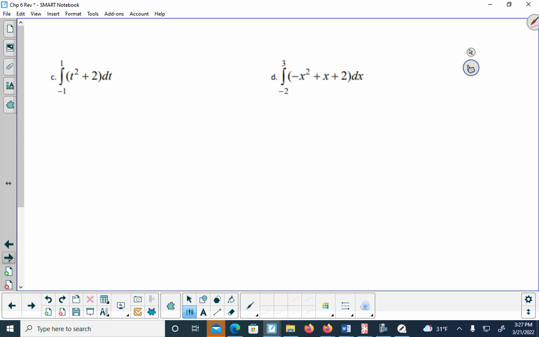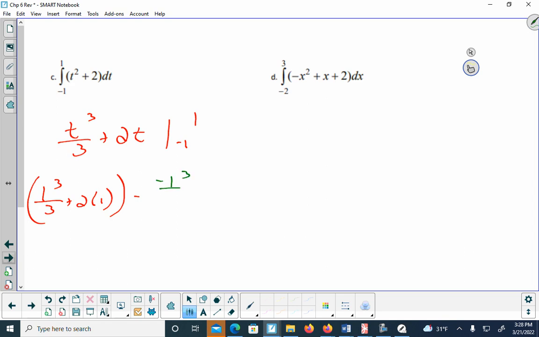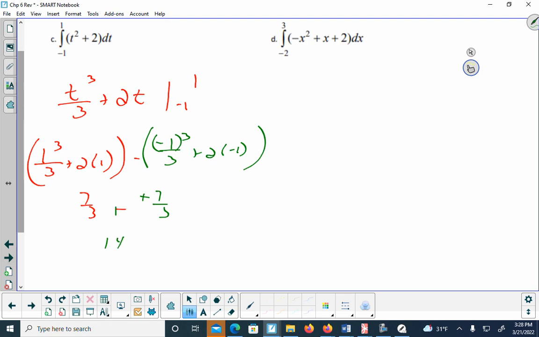Okay, the next one, I am going to take the antiderivative, so this is t to the third divided by 3 plus 2t, going from negative 1 to 1. So this will be 1 to the third over 3 plus 2 times 1, minus negative 1 to the third over 3 plus 2 times negative 1. When I do this, I get 7/3 minus negative 7/3, which is plus 7/3, making 14/3, and that's my final.